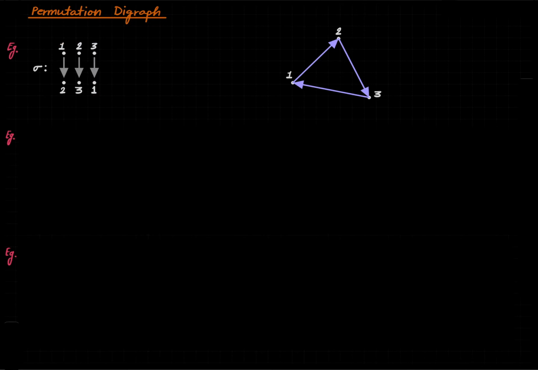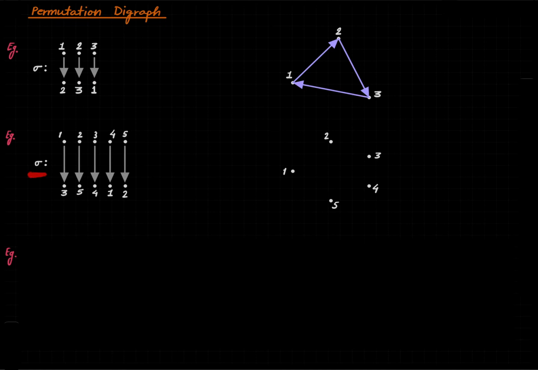It is telling us what is the image of what. If I'm at 1 and I want to find the image of 1, I just follow the arrow. Wherever I land, that is the image of 1. Similarly 2, similarly 3.